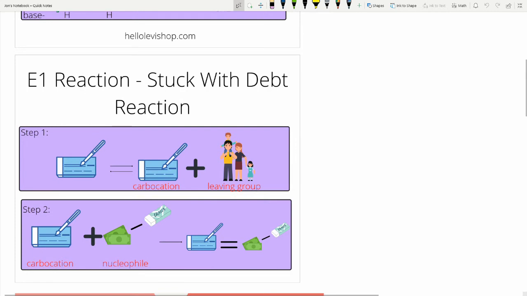Now, we can think of E1 reaction much like a mortgage payment. Now, let's say you're living in a house you bought 5 years ago and you still have 25 years left on the mortgage. Your oldest son, who used to help you with the mortgage payment, decides to move to a new state with his family.